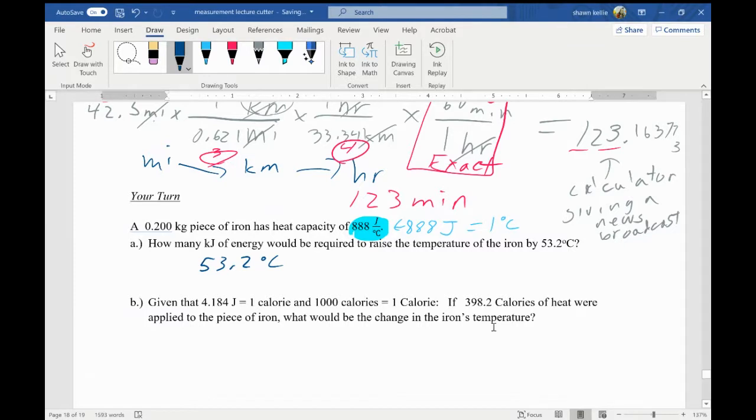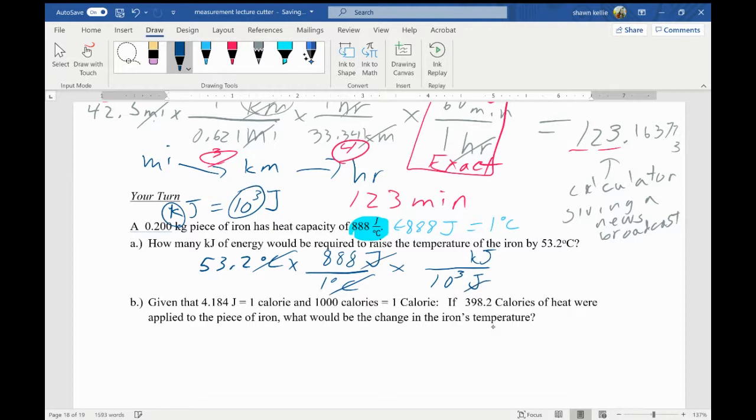We've got 53.2 degrees Celsius. I don't want degrees Celsius, so I'm going to place my degrees of Celsius where they cancel out. I know the relationship between degrees of Celsius and energy. So now I've gotten rid of degrees Celsius. I have units of joules. I don't want joules, I want kilojoules. I know that a kilojoule is 1,000 joules, right? The K is replaced by 10 to the third.